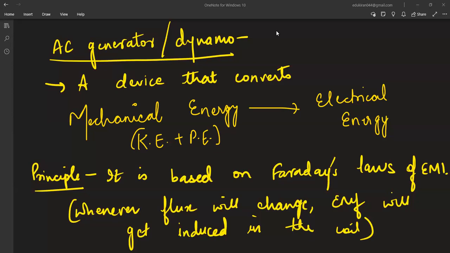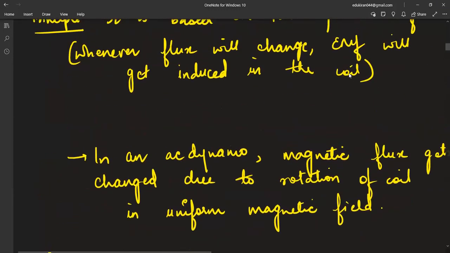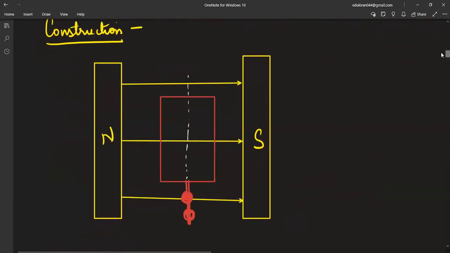Now, what exactly is an AC generator? What type of device is it? If I'm saying it's a device, it means it has parts and a certain construction pattern which will be followed every time. Whenever flux changes, by the laws of EMI, EMF equals minus d phi over dt. In an AC dynamo, magnetic flux gets changed due to rotation of a coil in a uniform magnetic field. This you will understand first. You see its structure, how it's constructed.